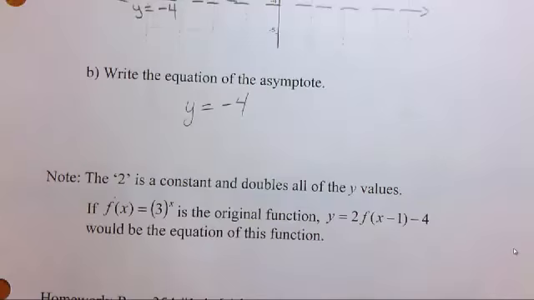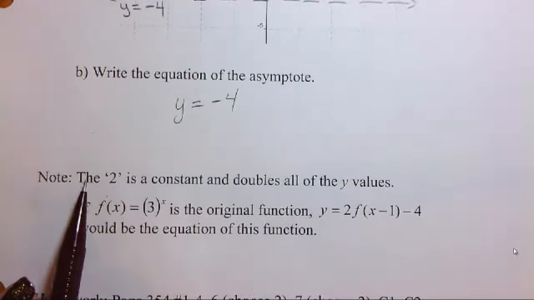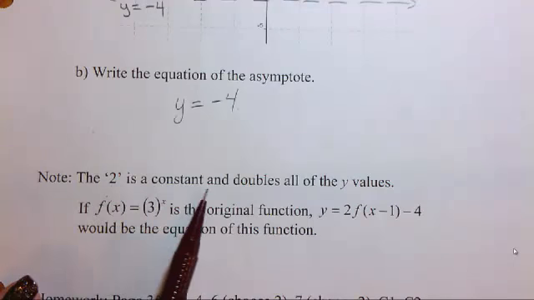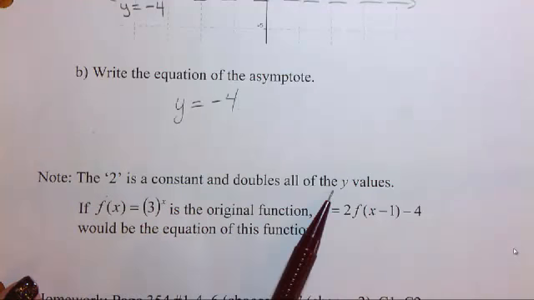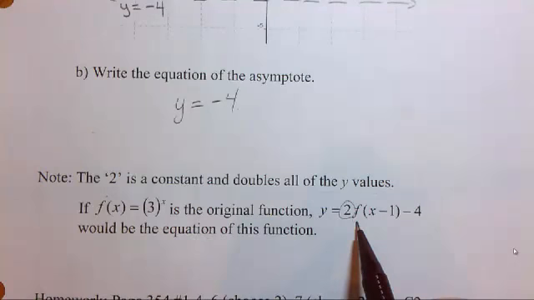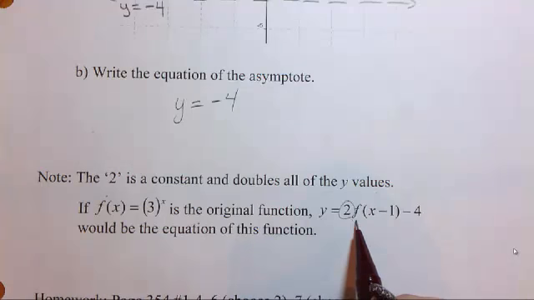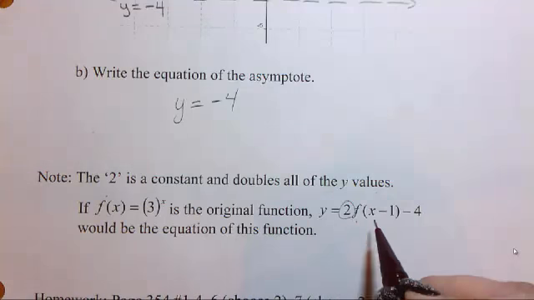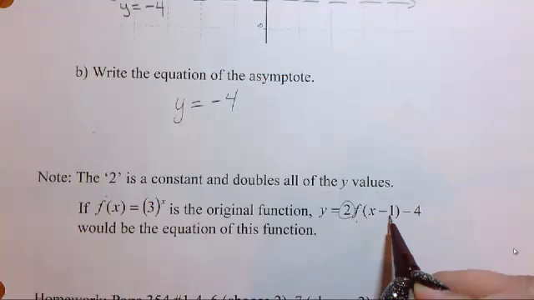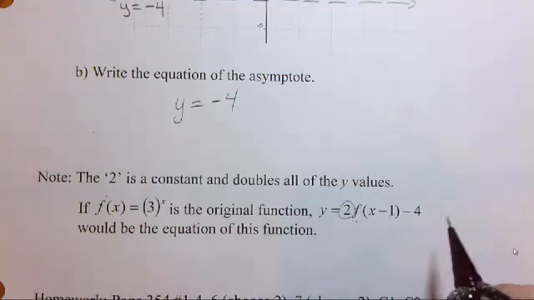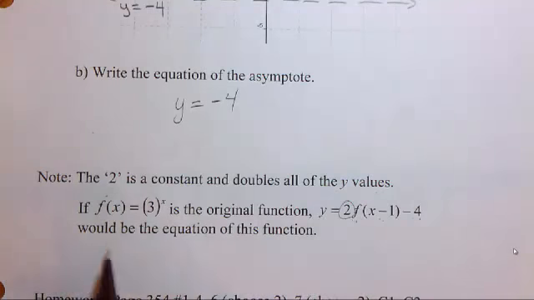Here, I want you to just kind of note, we'll go over it again. Note the 2 is the constant and doubles all the y values. So this 2 right here, and this is written in the f of x form as opposed to the base form, right? So if you look at how we wrote the equation just at the top of the page, this is the function notation version of it. So you've got one shift right 1 and you're down 4. Okay, so this would also be the equation of the function.